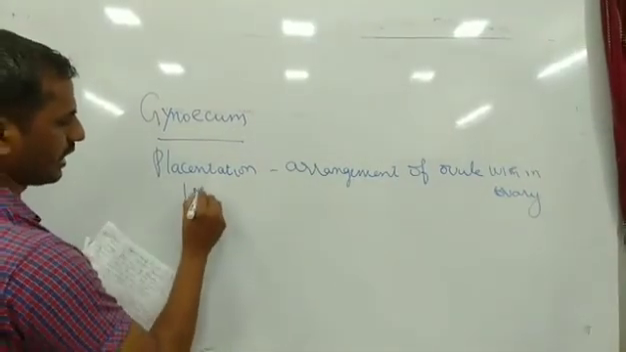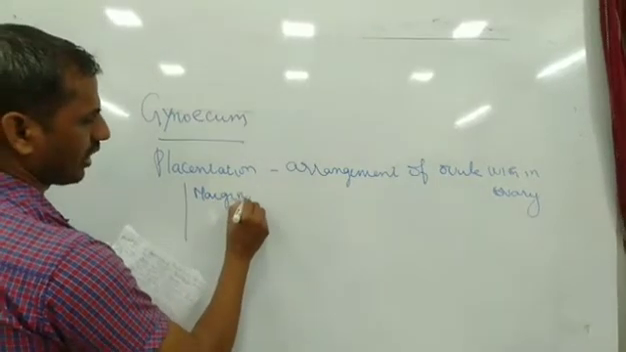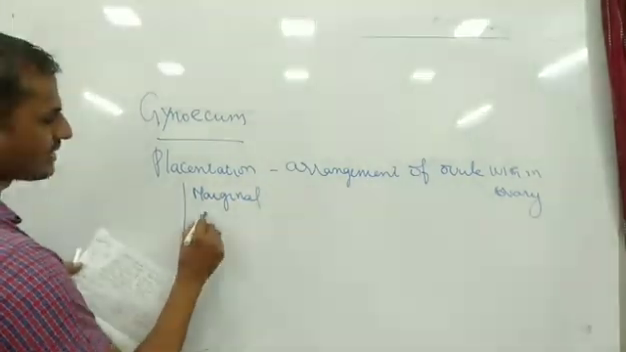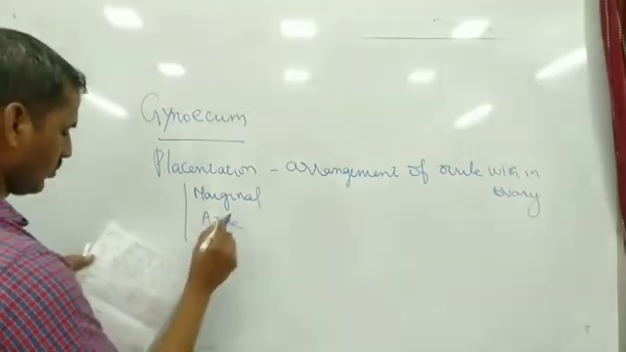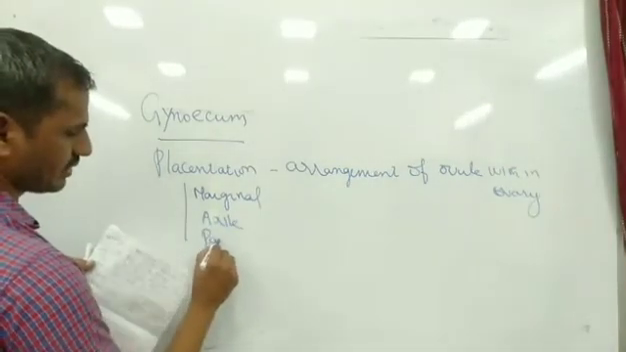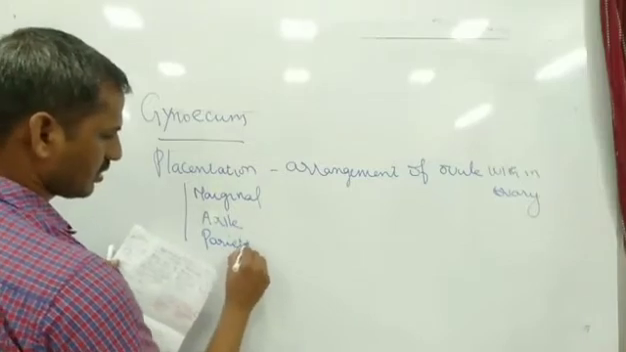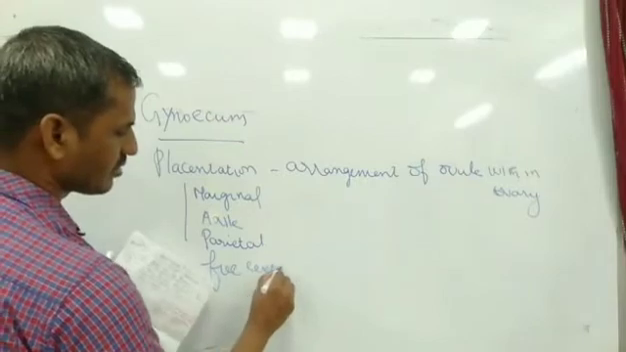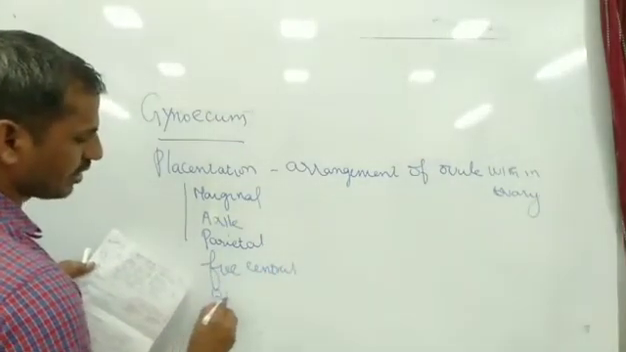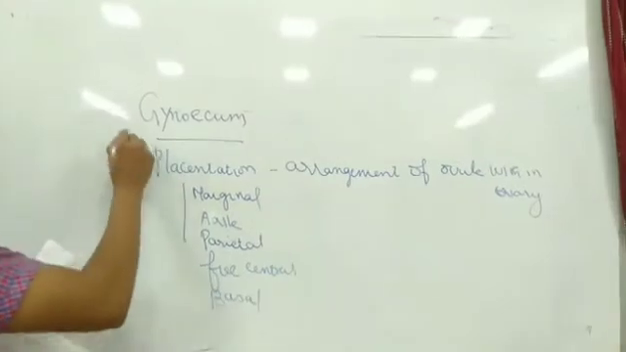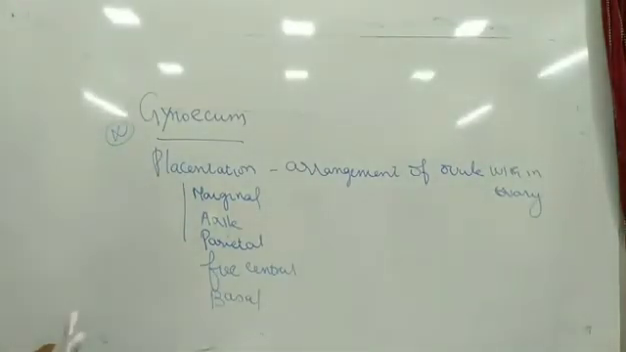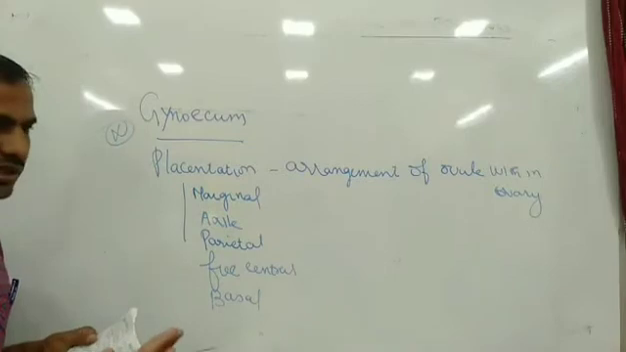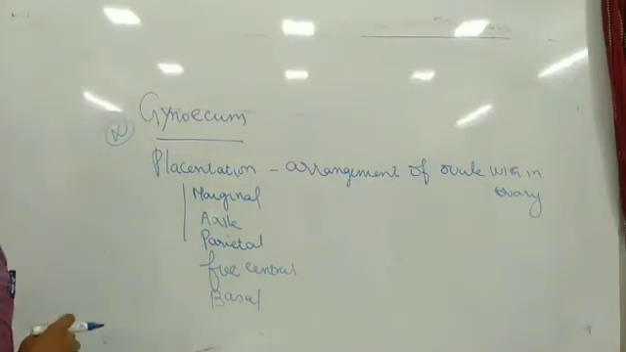Marginal placentation, where the ovules are present in the margin. Or axile placentation. Or else parietal placentation, or else free central placentation, or finally basal placentation. So here also there are chances to ask questions. Either they'll ask for an example of marginal placentation, or the definition, or they give a diagram and ask which kind of placentation occurs.